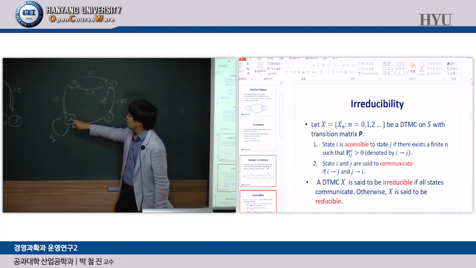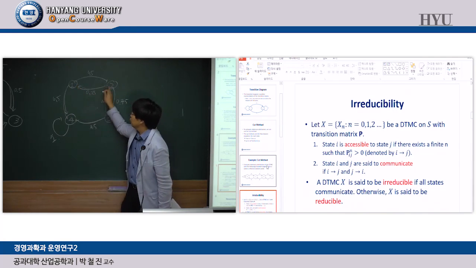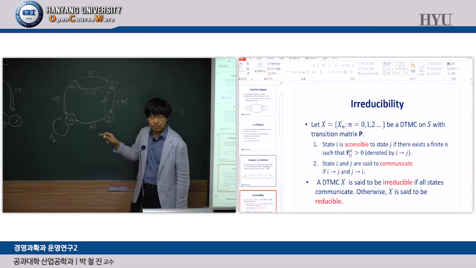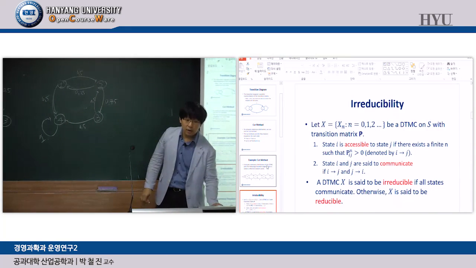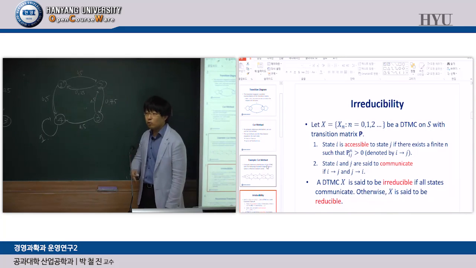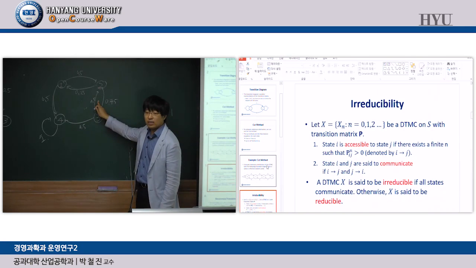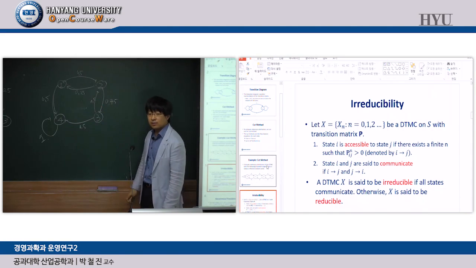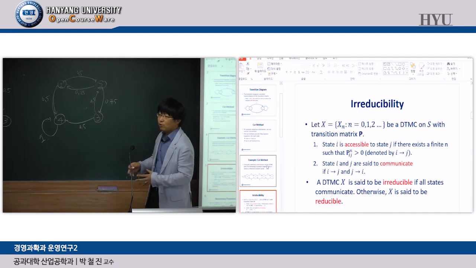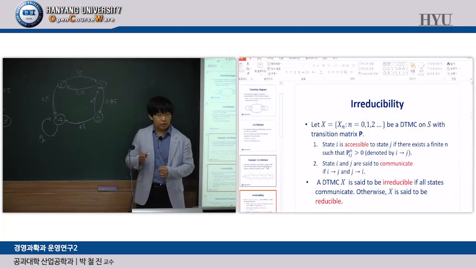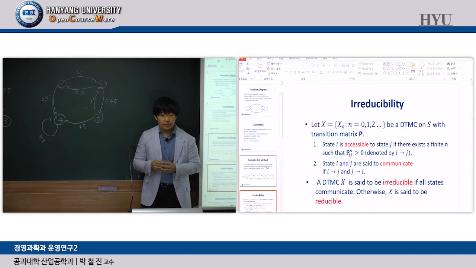But how about 4 to 1, 4 to 2, 4 to 3? Not accessible, right? There is no positive probability from 4 to any other state in finite steps. It doesn't matter how many steps. As long as we can figure out a non-zero probability with finite steps, that's fine. So you can understand what accessible is, right?